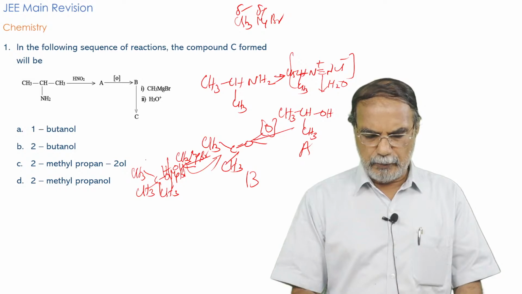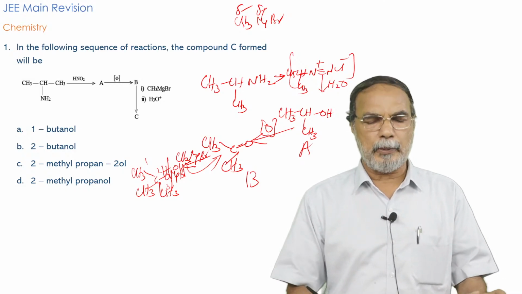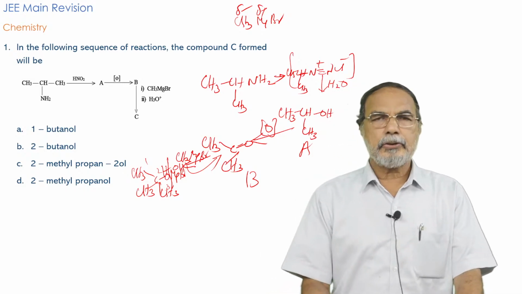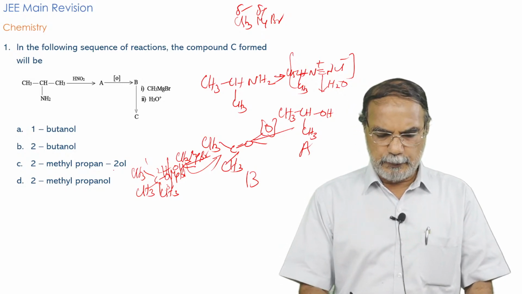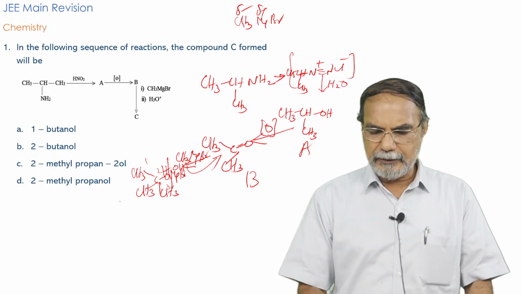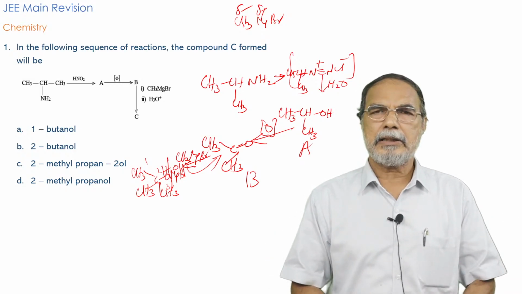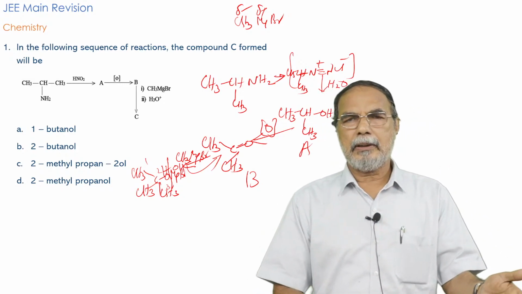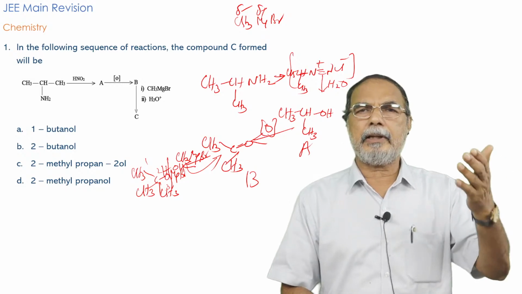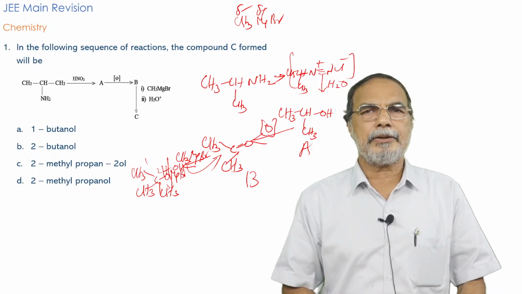That means you are getting the compound 2-methyl propan-2-ol. So the answer is 2-methyl propan-2-ol. You have to specifically give it as propan-2-ol. It's a tertiary alcohol that you get. A ketone on adding Grignard reagent gives a tertiary alcohol. Actually, the statements are like this: formaldehyde reacts with a Grignard reagent to give a primary alcohol, other aldehydes react with the Grignard reagent to give secondary alcohols, and ketones react with the Grignard reagent to give tertiary alcohol.